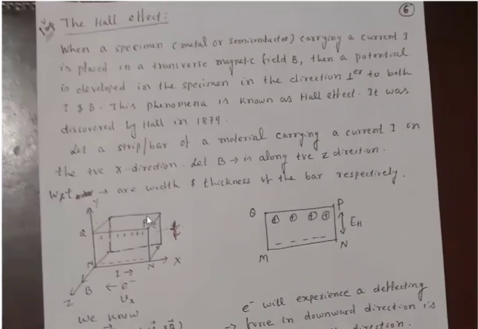So let us consider that we have a specimen which we have kept like this. Let I be the direction of the current in the specimen which we have applied along the positive x-axis, and along the z direction we have applied the magnetic field. Let W and T be the width and the thickness of the bar respectively.